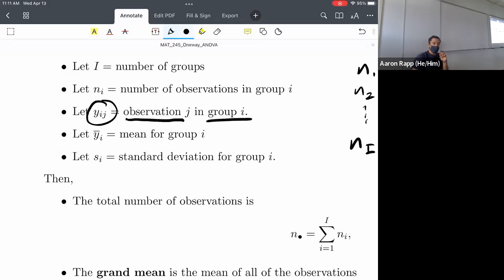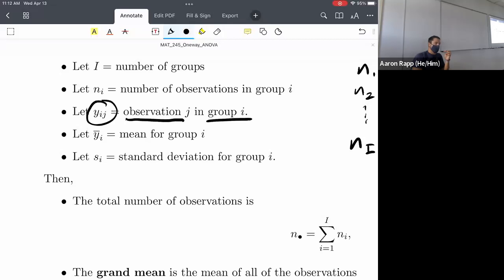Okay, so in each group you have a different number of observations, and what that's just saying is, I can say observation 1 from group 1 is different from observation 1 from group 2. Observation 1 from group 3 is different from observation 1 of group 4, and so on.